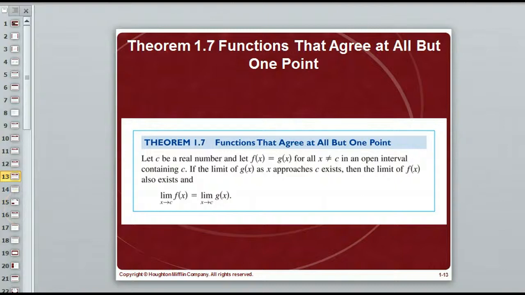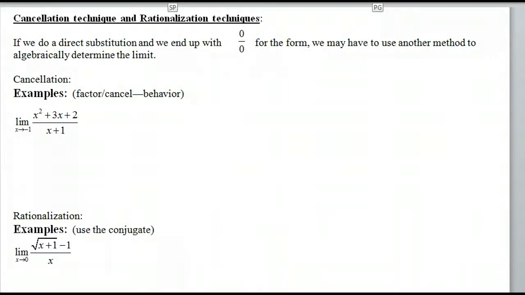Okay, if we go back to our note sheet, we have two techniques that will help us resolve a 0 over 0 situation. So if we do a direct substitution and it yields a 0 over 0, that is what we call an indeterminate form. And with that indeterminate form, somehow we have to resolve that 0 over 0. One way is through cancellation, which might give us a hole in the graph that we've looked at in pre-calculus. And then also the other method would be the rationalization technique, which will use conjugates.